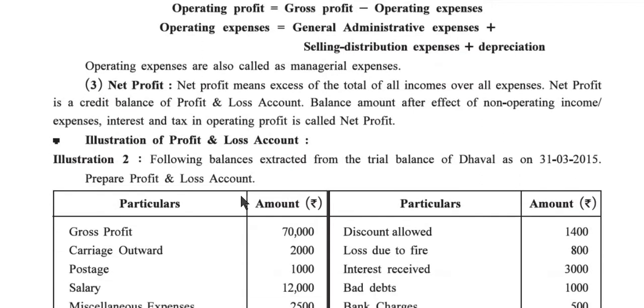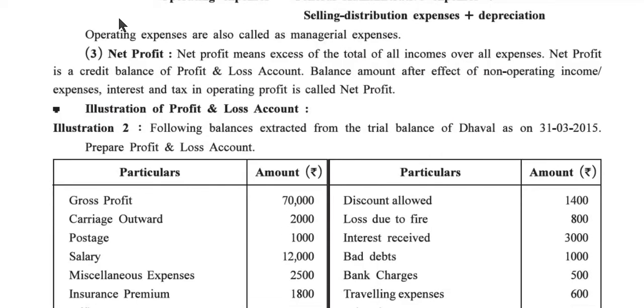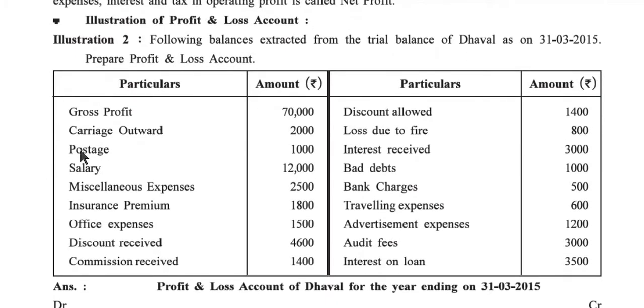Now, illustration of profit and loss account. Illustration number 2. The first illustration we completed was for the trading account. Now the second illustration we want to complete is for the profit and loss account. The following balances are extracted from the trial balance of Dhaval as on 31st March 2015. Prepare the profit and loss account. Here ready-made gross profit is given, so there is no need to prepare the trading account, because to prepare the profit and loss account we need only the gross profit from the trading account. So we have to prepare only the profit and loss account.